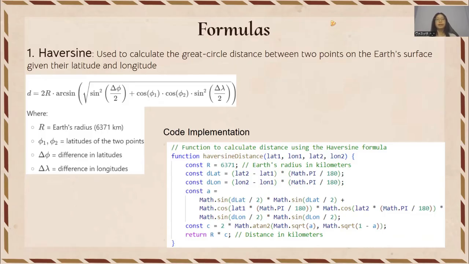The Haversine formula calculates the great circle distance between two points on Earth using their latitude and longitude. It accounts for the Earth's curvature, making it ideal for travel applications. The formula uses trigonometric functions to compute the distance, with Earth's radius as a constant. Here is the code implementation that calculates the distance in kilometers.